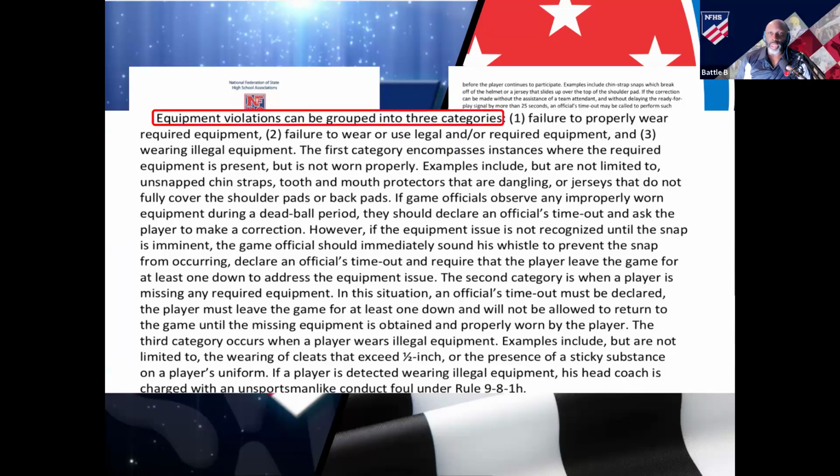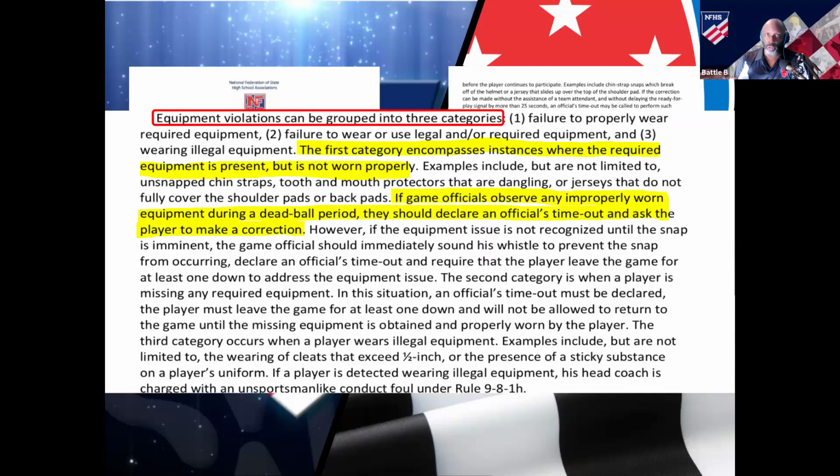All right. So equipment violations can be grouped into three categories. You notice in 2017 it says 3 fouls. Now they changed it to 3 categories. The first category encompasses the instance where the required equipment is present but not properly worn. If the game official observes any improperly worn equipment during a dead ball period, they should declare an official timeout and ask the player to make the correction.